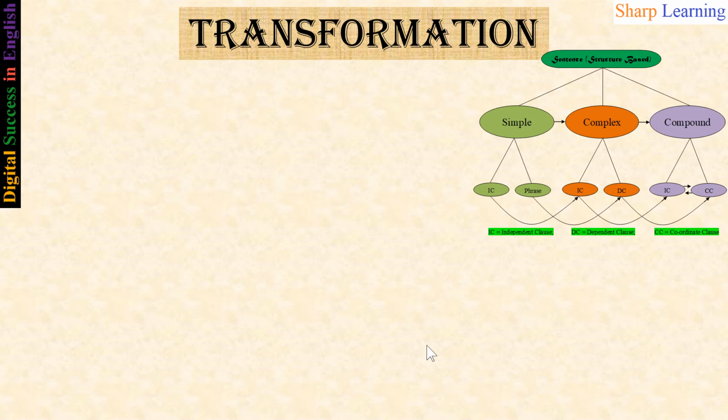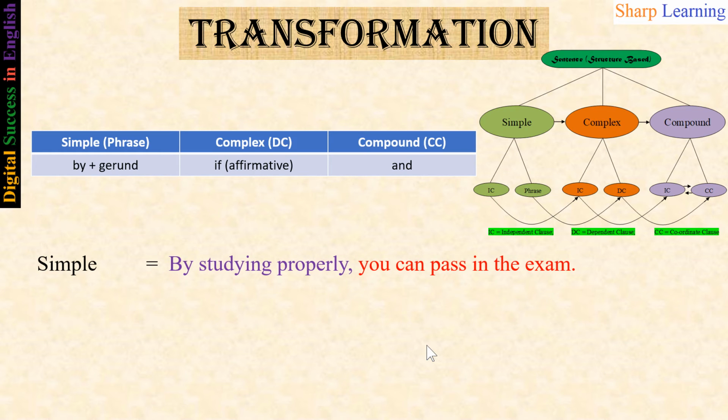Okay, proceed. By studying properly you can pass in the exam. By studying properly, it is a phrase. You can pass in the examination, it is IC. So how can you make it a complex sentence?